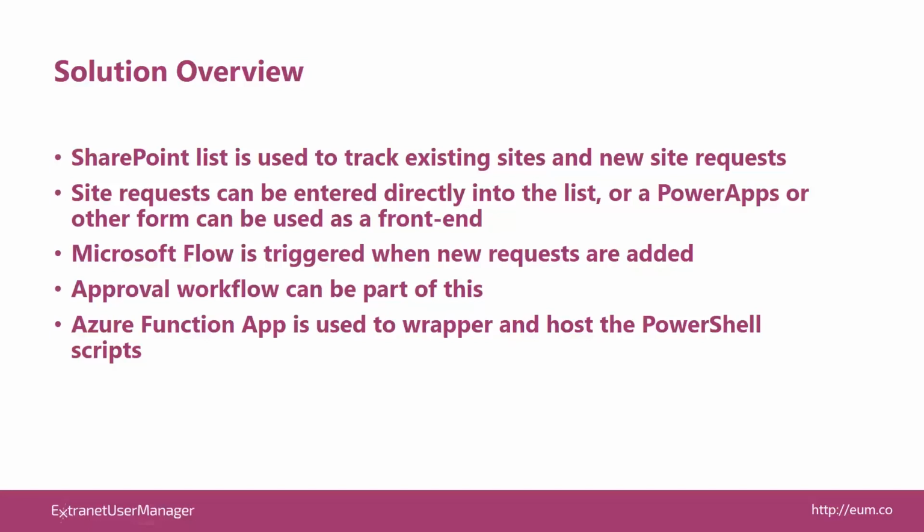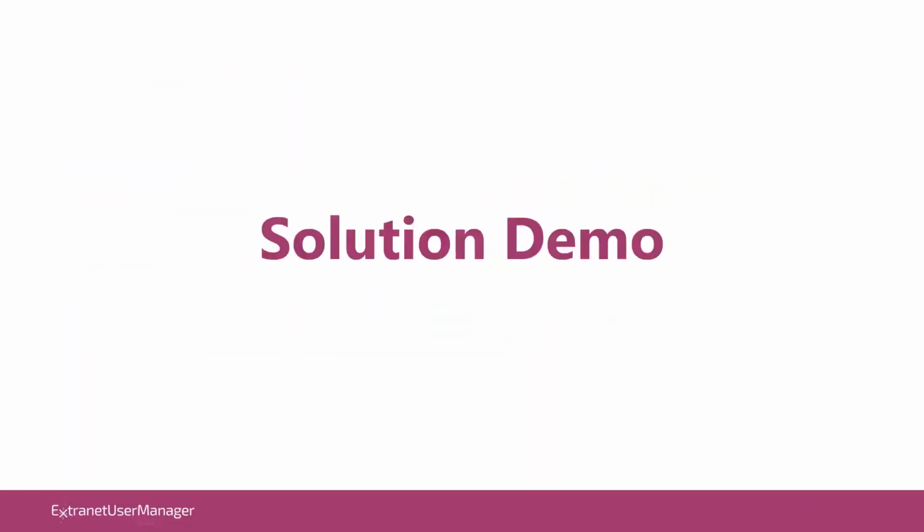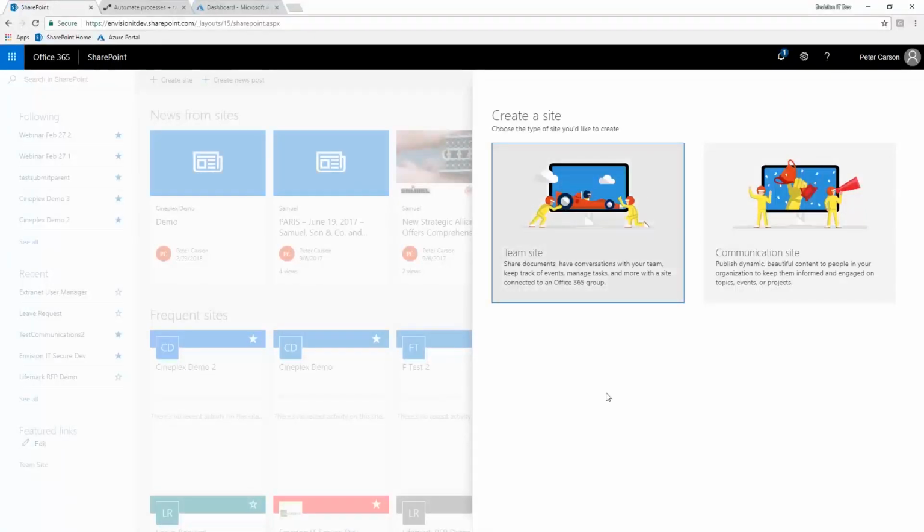There's a Microsoft flow that kicks off when a new request is added. You might want to have an approval workflow as part of that, and then we use Azure Function Apps to wrap that and host the PowerShell that's really going to glue all this together and do the heavy lifting. So let's start with a solution demo, and then we'll go into a technical walkthrough from there. So if we start from an end user's point of view, let's come back to this site here, and we say, okay, we're not going to create a site through this here. Let me just come back to my main site where I have the list, and let's have a look at what's in there.